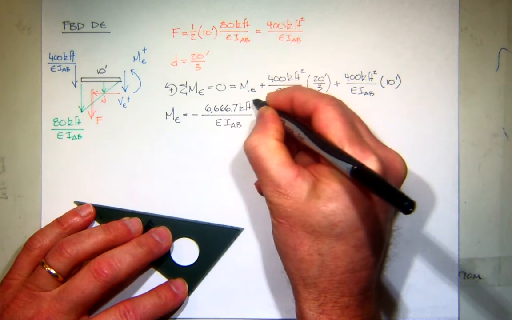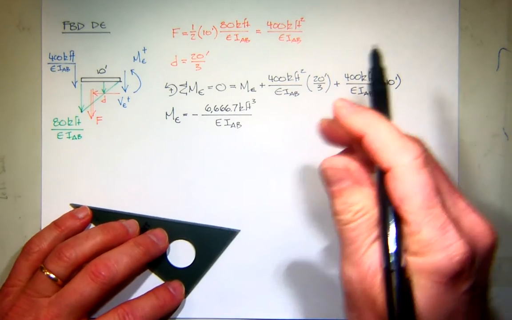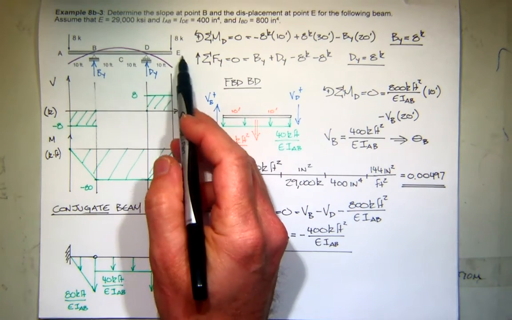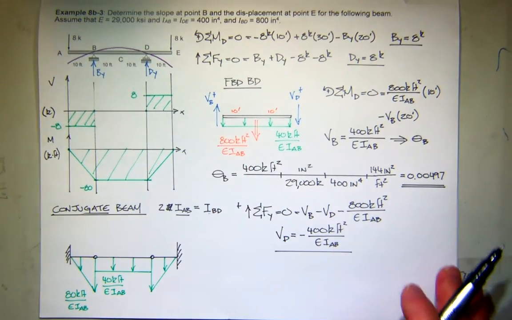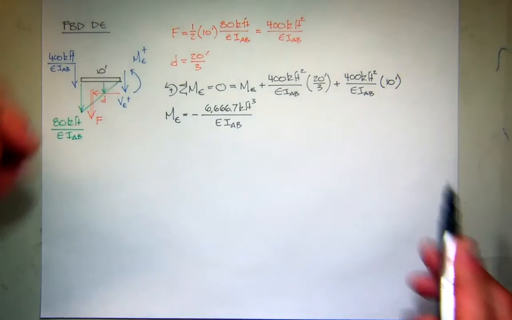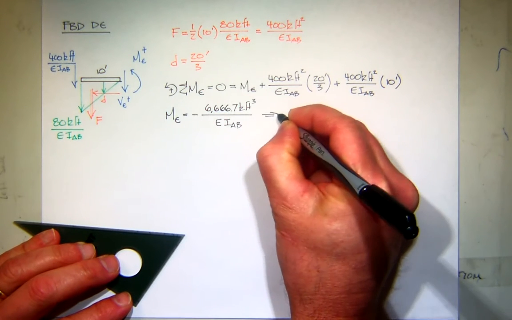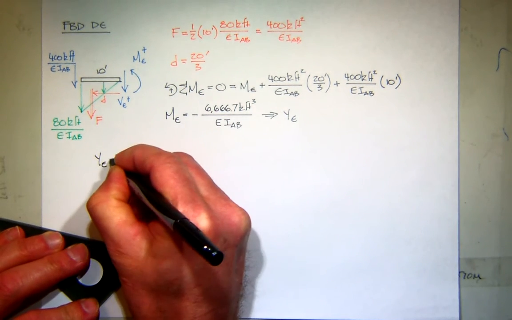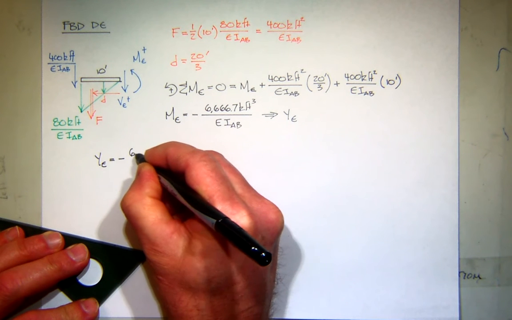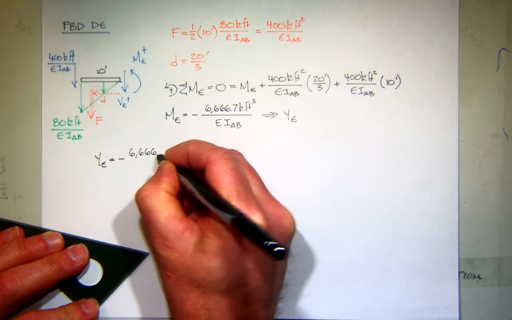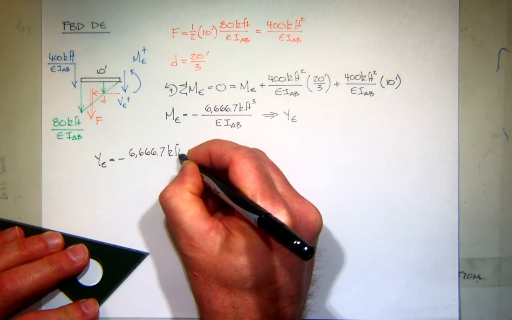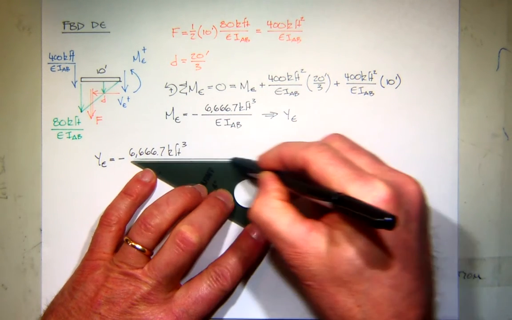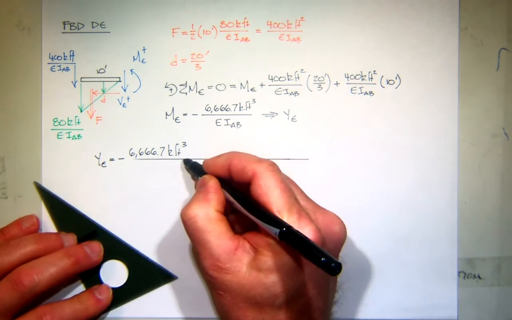Kip-feet cubed. And it came out negative, and remember at the very beginning we kind of sketched the deflected shape, and we thought the displacement would be negative, so that makes sense. And we know that the moment really transfers to the displacement. So what is our displacement finally? We need to do some work here. So 6666.7 kip-feet cubed. Let's divide that by EI and convert it.